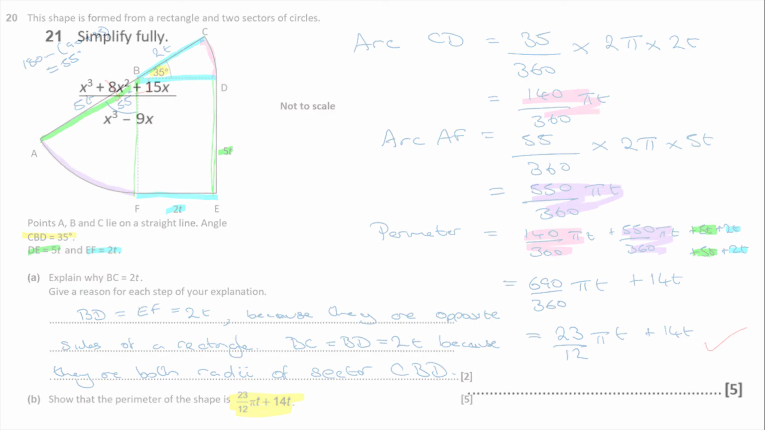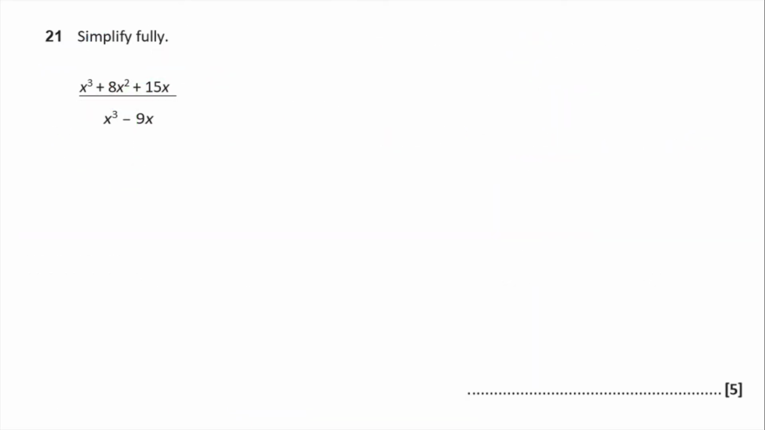It's correct. Question 21, simplify fully x cubed plus 8x squared plus 15x all over x cubed minus 9x. Now, on first glance, it looks like we've got some cubic expressions here, and we need to factorize and cancel factors, but we don't know how to factorize cubics, so you haven't been taught it. You only know how to factorize quadratics. But luckily, on this top line, look, everything has got an x in it. x, x, x. So that means we could factorize an x out of all of them to start with.